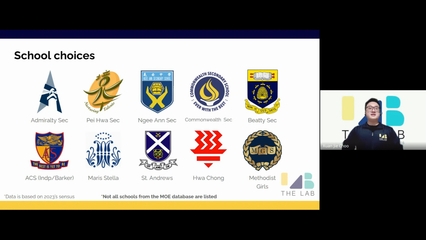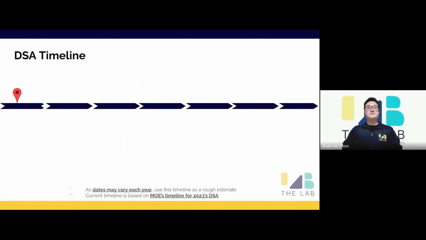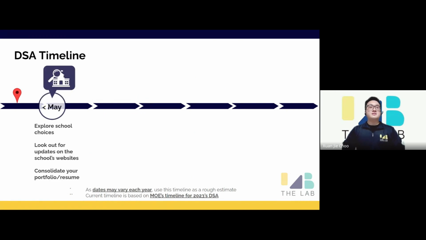Next, I'll be going through the DSA timeline and the major events that you have to look out for. Right now, we are nearing the end of March, and the DSA program will only really kick off in May. That means that we currently have some time to explore future school choices. Schools will gradually update their websites with the 2024 DSA details as we slowly approach May. Do look out for these kinds of updates and even open house details on the schools' websites. This is actually a very good time for students to start consolidating their portfolio materials, as they will get quite busy in May with their mid-year weighted assessments.